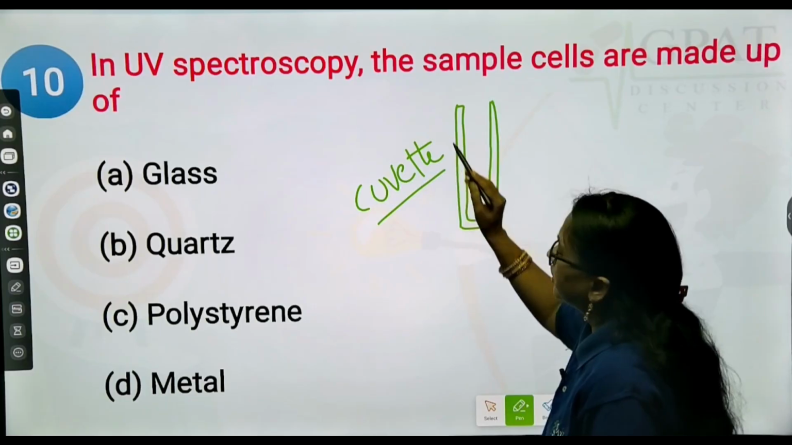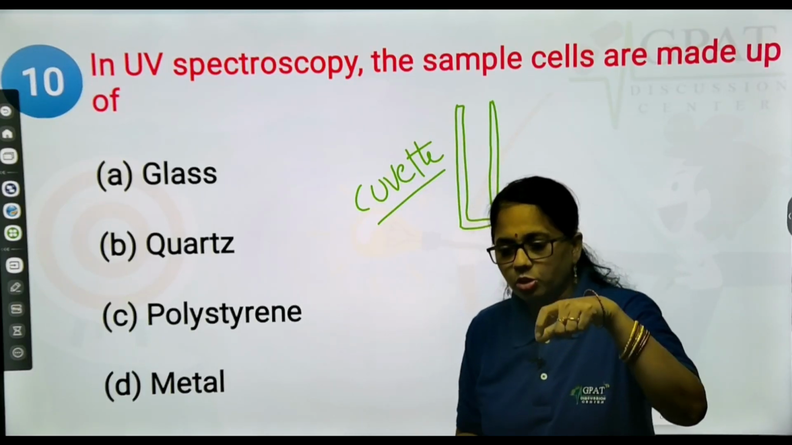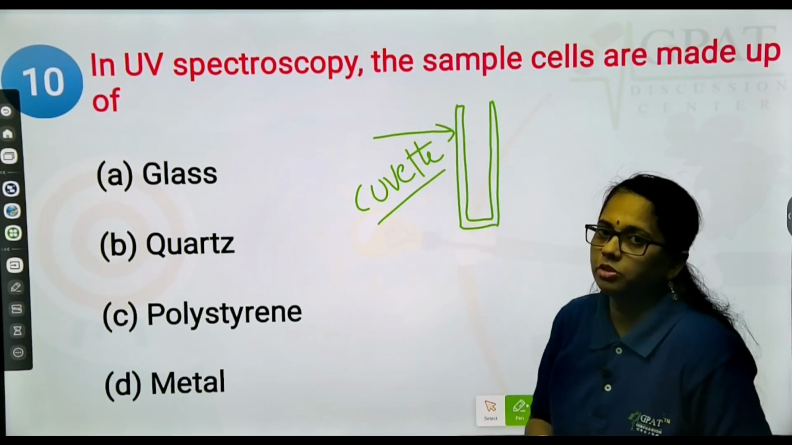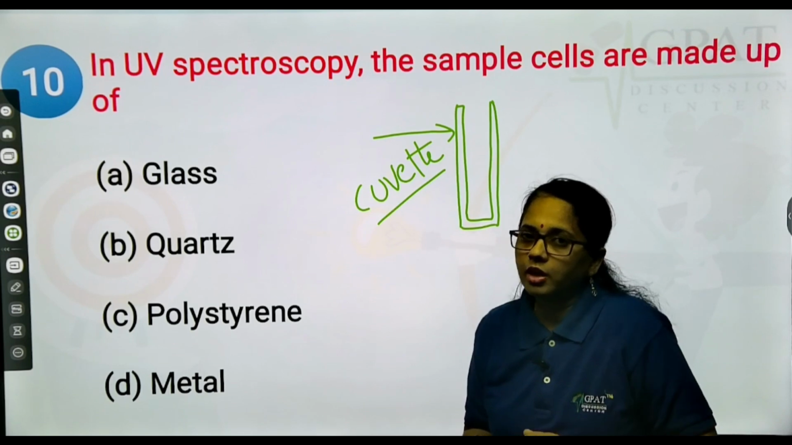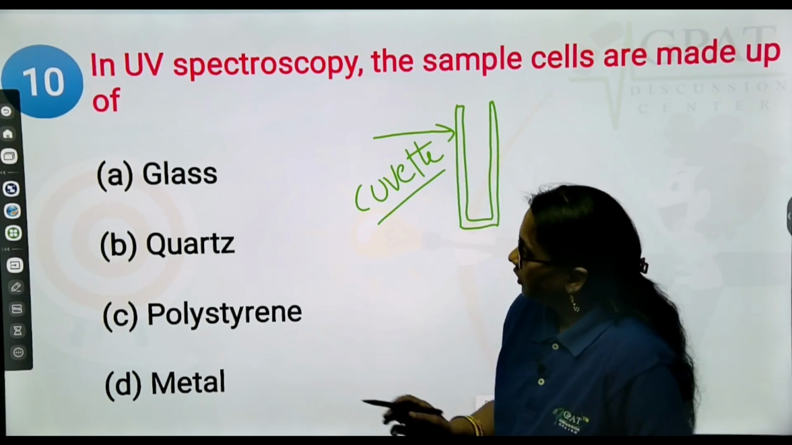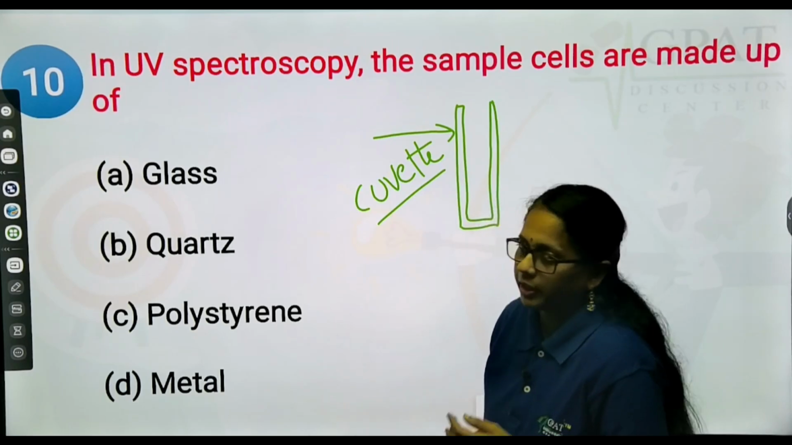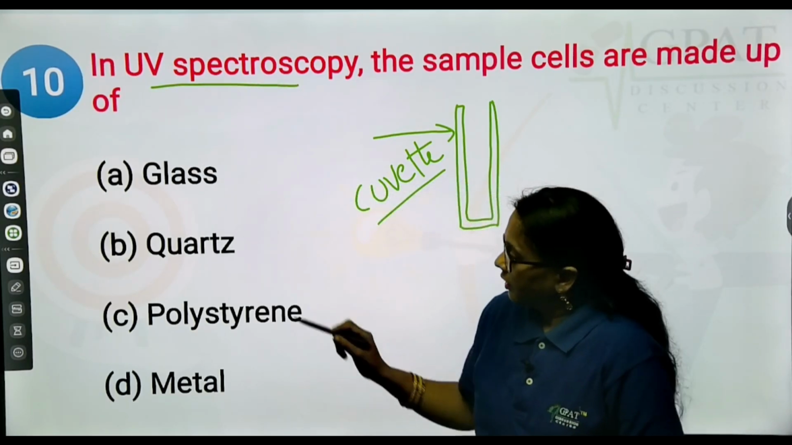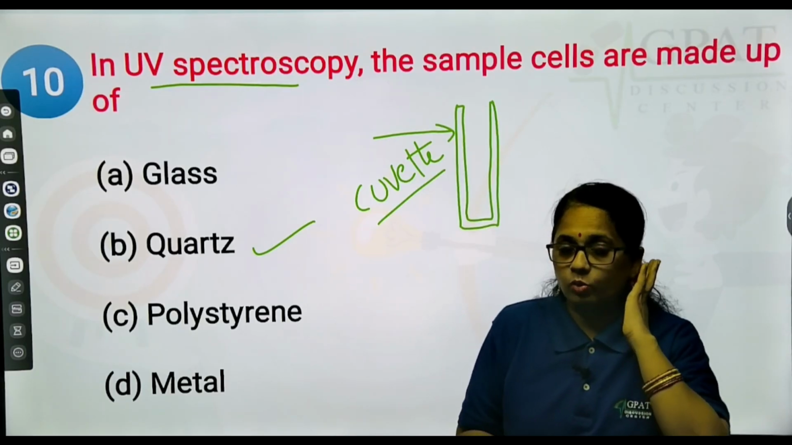One side has a smooth surface and another side has a rough surface. You have to hold it on the rough surface, because the light radiation passes through the smooth surface. And these sample cells are made up of which material? They are asking: glass, quartz, polystyrene or metal. Especially for UV spectroscopy, quartz is the material. Quartz is also a glass, actually one type of glass.